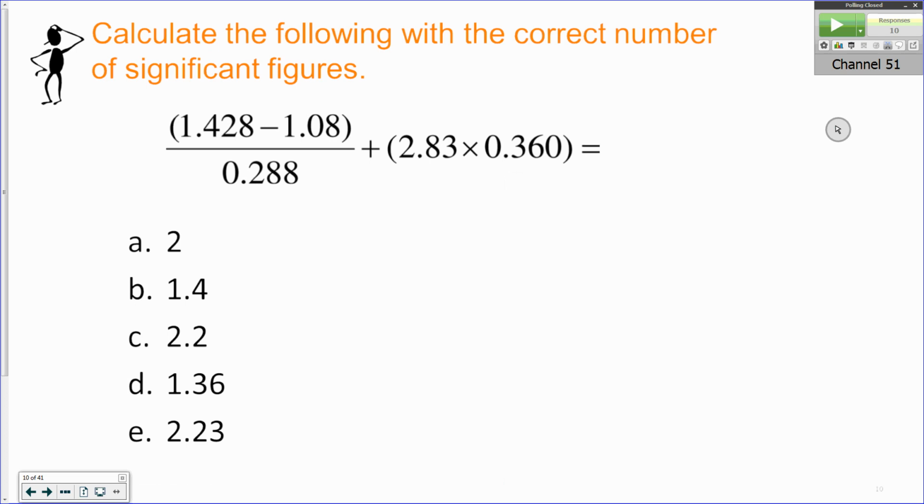Let's see, what did we do? Interesting. Convince your neighbor you're right or wrong. Vote again. Talk it over. Some of you are right. Question is, who's right?